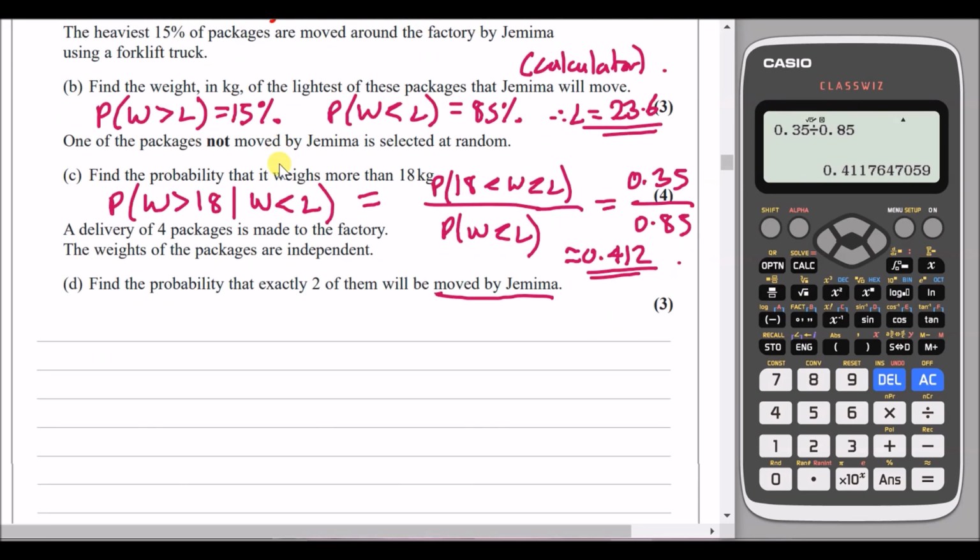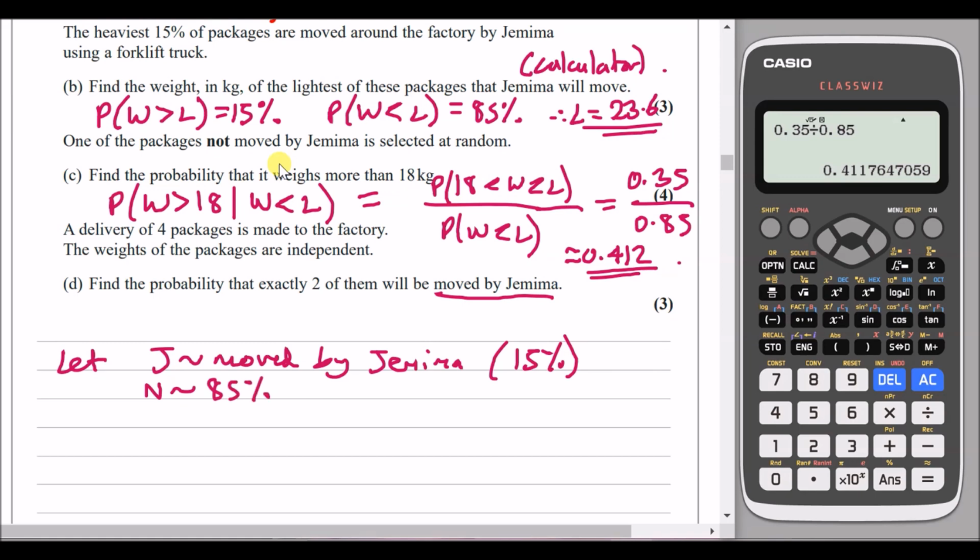So let's give this a name, yeah? Let J mean moved by Jemima. What this tells us is that the probability for this case is 15%. So the probability it was not moved by Jemima, let's call it N, would be 85%. So that's not moved by Jemima.